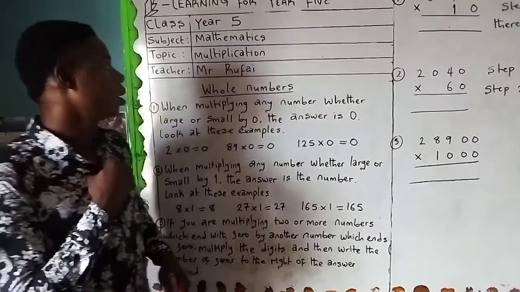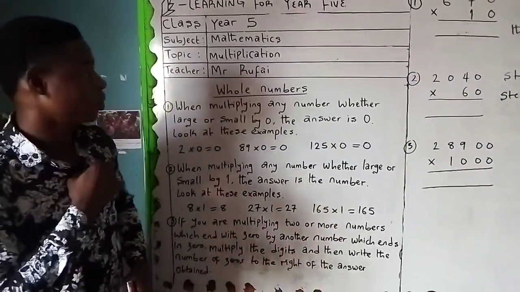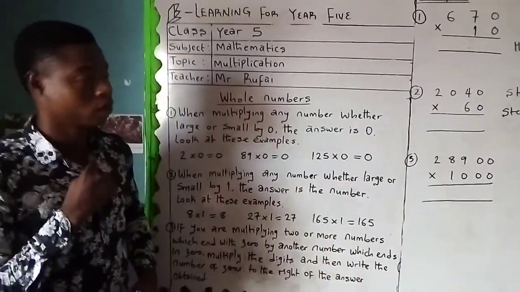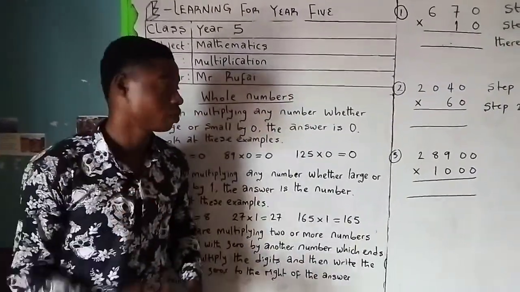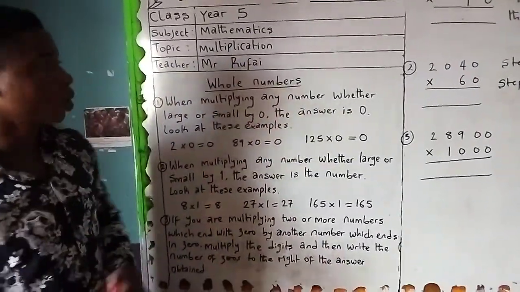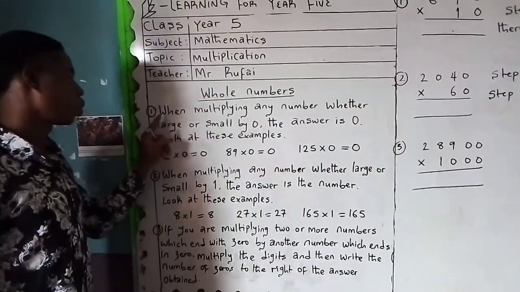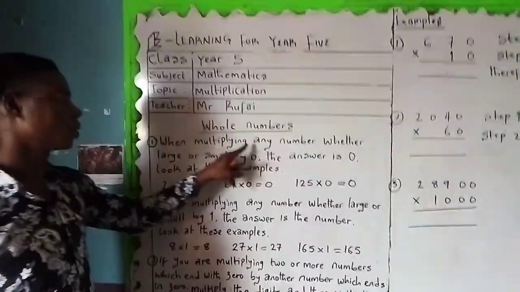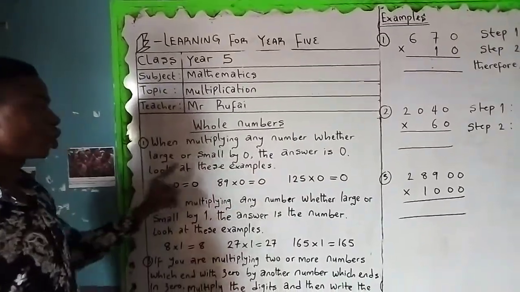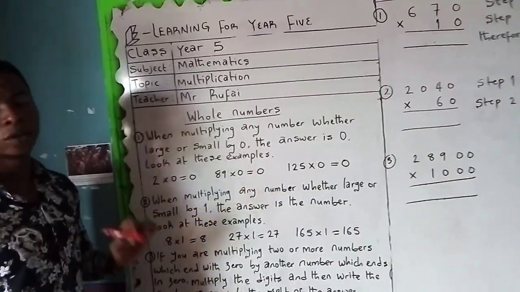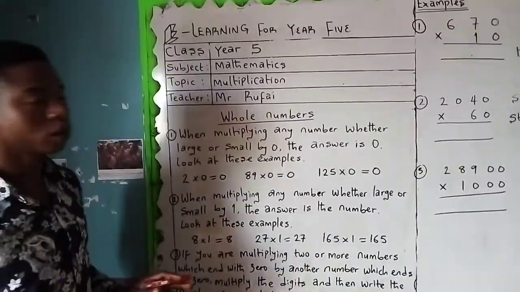So, I'll be taking mathematics, and our topic for today is going to be multiplication of whole numbers. So now, look at this. Rule 1: when multiplying any number, whether large or small, by 0, the answer is 0.